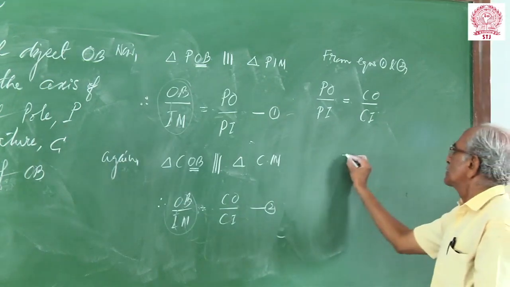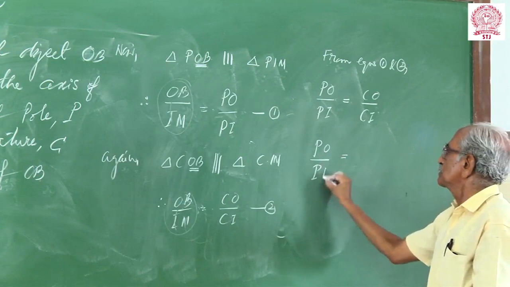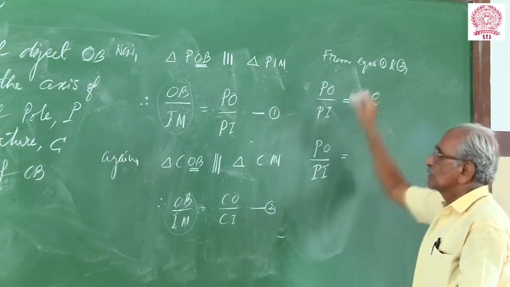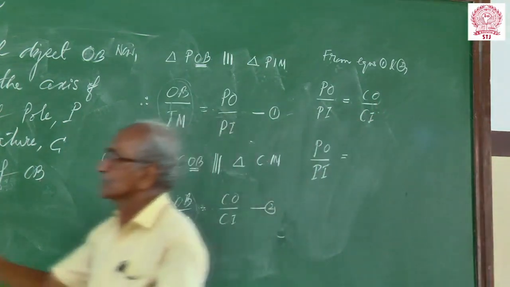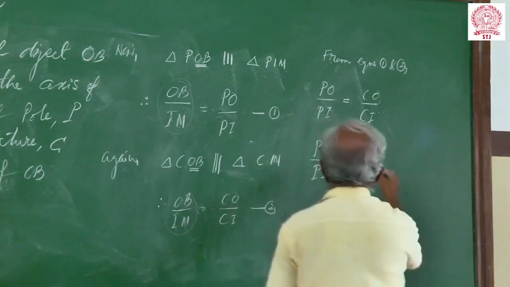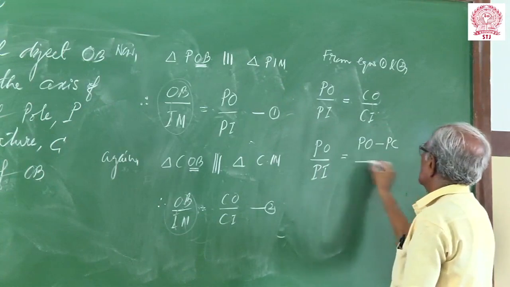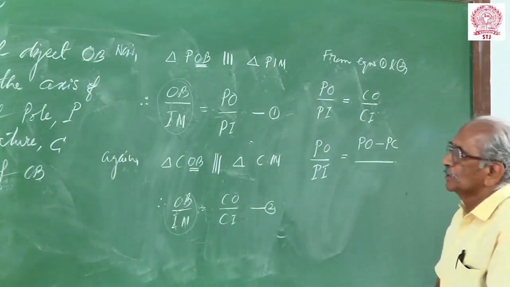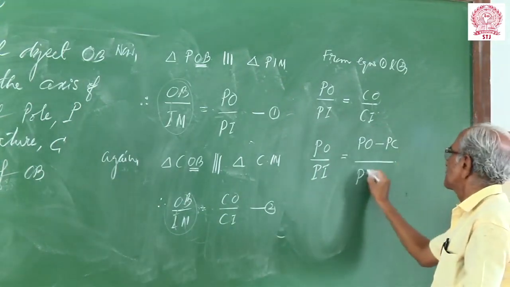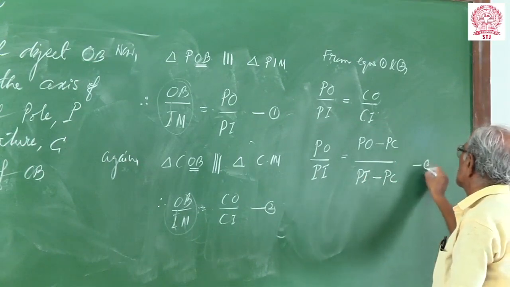Now again, from the figure, look at the figure there. CO is made up of, or can be written as, PO minus PC. Similarly, CI is PI minus PC. So we call this equation 2.